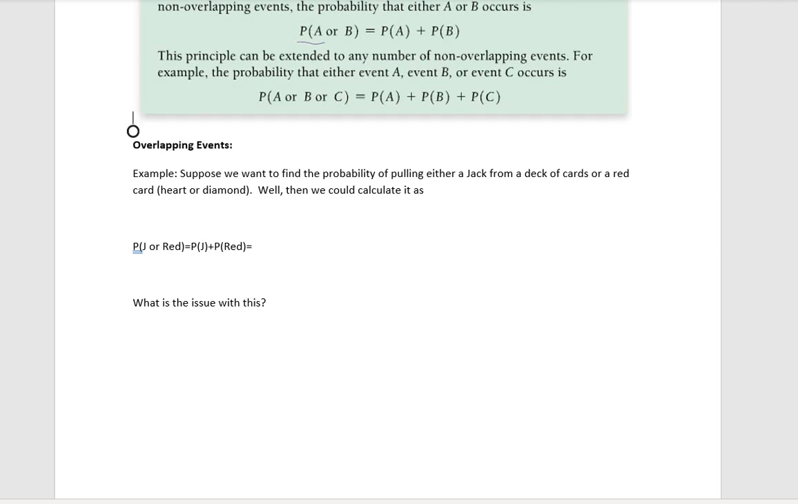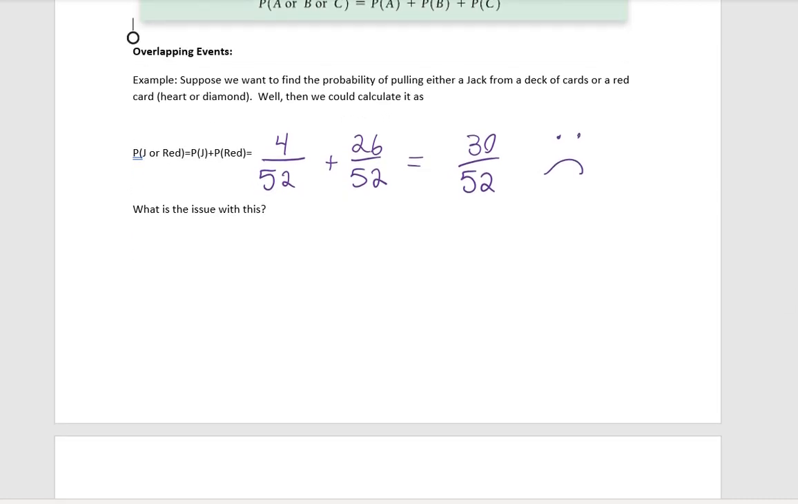So let's suppose we want to find the probability of pulling either a jack or a red card from a deck of cards. Well, if we calculated this, how many jacks are in a deck of cards? 4 out of 52. Plus, how many red cards are in a deck of cards? 26 out of 52, which gives us 30 out of 52. Now, the issue with this is that it's wrong, but we want to see why.